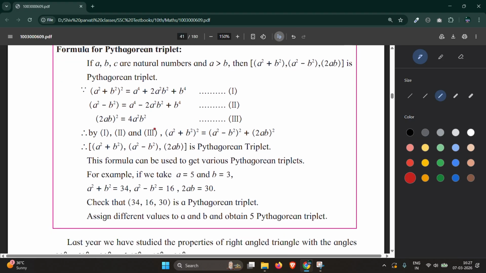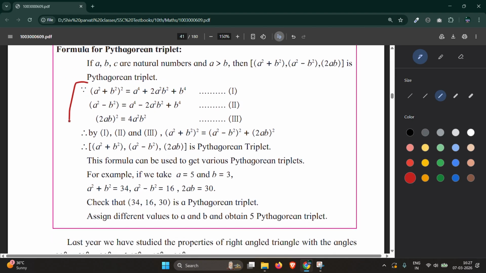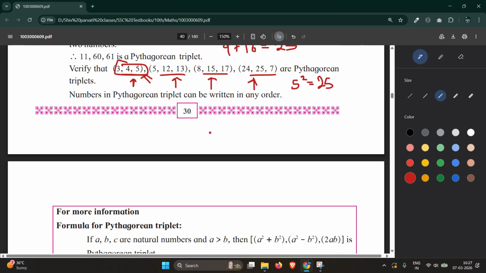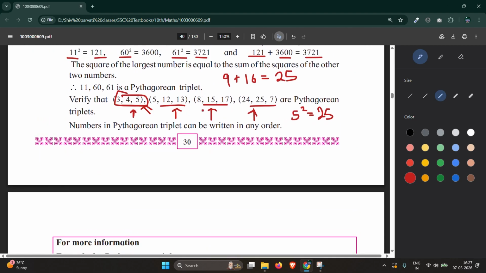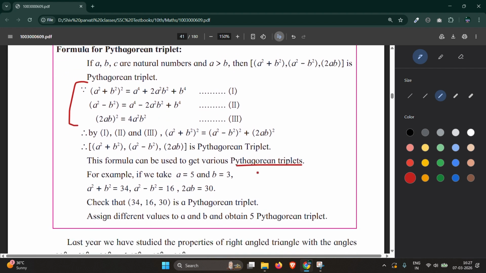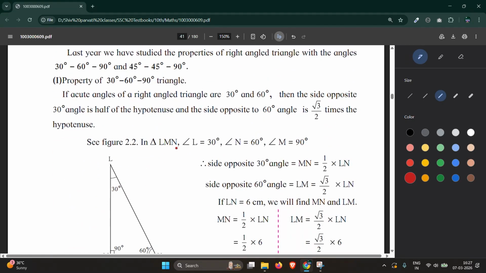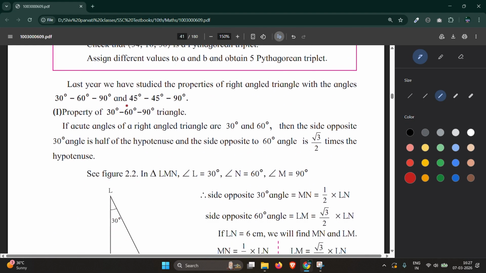This is just saying what a Pythagorean triplet is, and there are some more formulas on that. This formula can be used to generate a lot of different Pythagorean triplets, but it is not too valuable for the exam. So let's go ahead. Now we have two properties related to different types of right angled triangles.